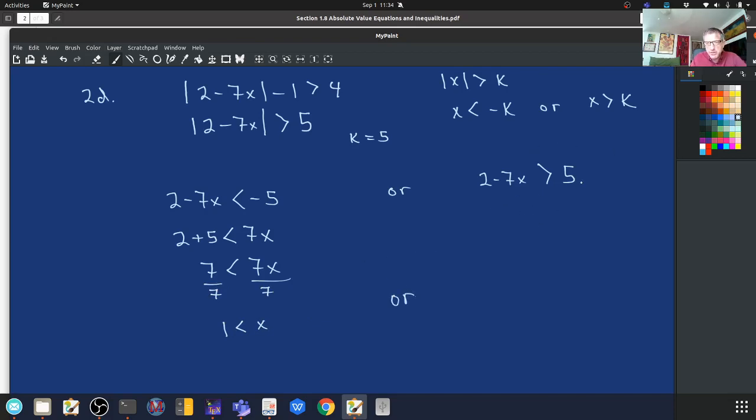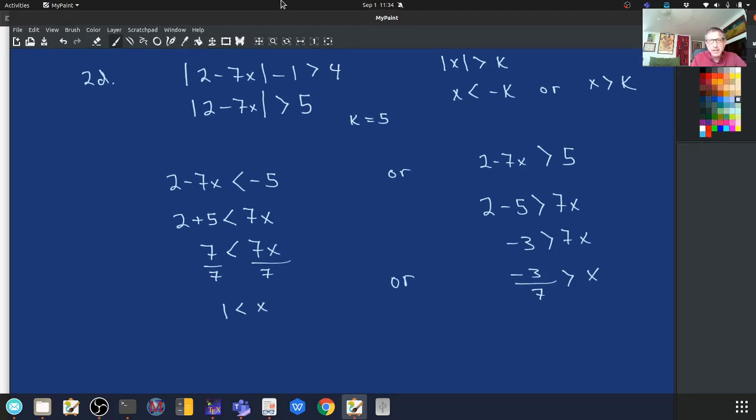Over here I'm going to do the same thing. I'm going to move the 5 over, and it becomes minus 5. And the minus 7x becomes 7x. So 2 minus 5 is minus 3, which is greater than 7x. So minus 3 divided by 7 is greater than x.